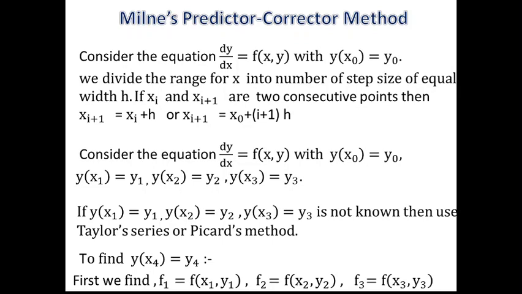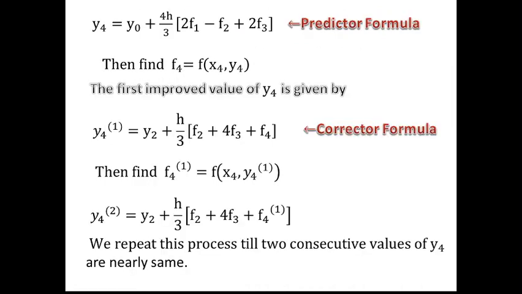Once we get these values, by using the predictor formula, we have the estimated value of y4. What is that? y4 equals y0 plus 4h by 3, times (2f1 minus f2 plus 2f3). So this predicts the value of y at x4.